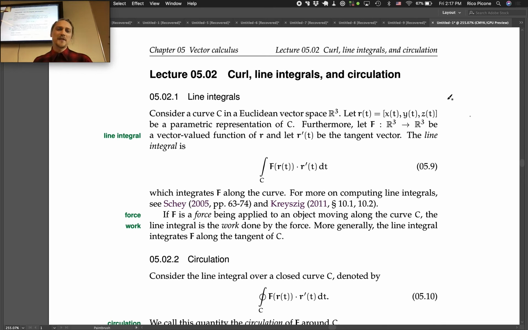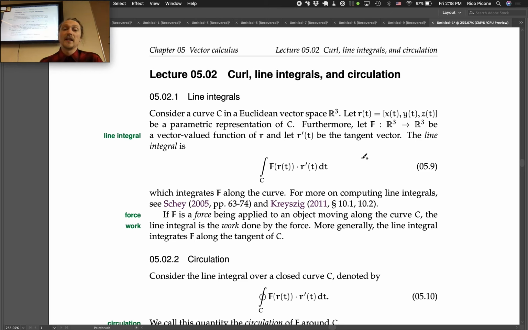Consider a curve C in a Euclidean vector space R3. Let R, with components x, y, and z, be a parametric representation of C with the parameter variable t. Furthermore, let f be a map from R3 to R3, a vector-valued function of R, and let R prime be the tangent vector. The line integral is 5.9, which integrates f along the curve.